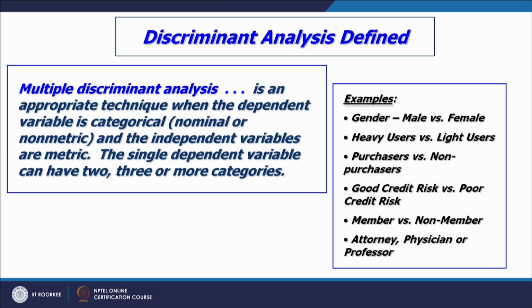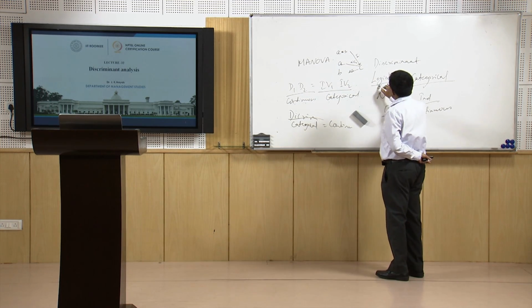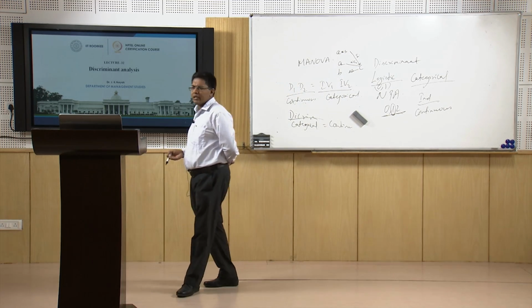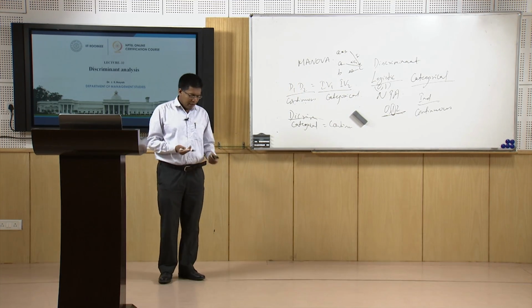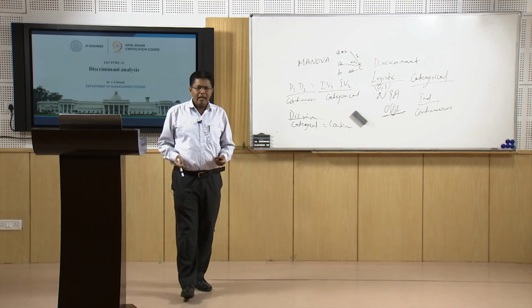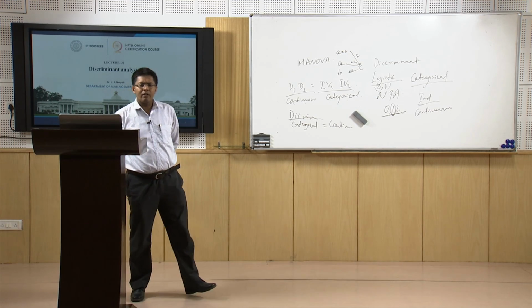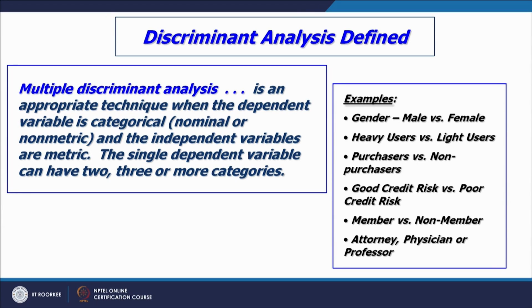As I said, in logistic regression we generally talk about 2 categories only, 0 and 1, yes or no. But in discriminant analysis you can have even 4 categories, but beyond a certain number of categories it becomes a very complex model, right. For the examples I have given at the side: gender, male or female; heavy users versus light users; purchasers versus non-purchasers; good credit risk versus poor credit risk; member or non-member; attorney, physician or professor, 3 categories, right.